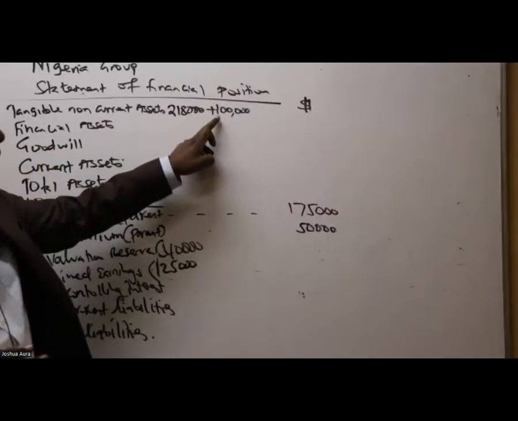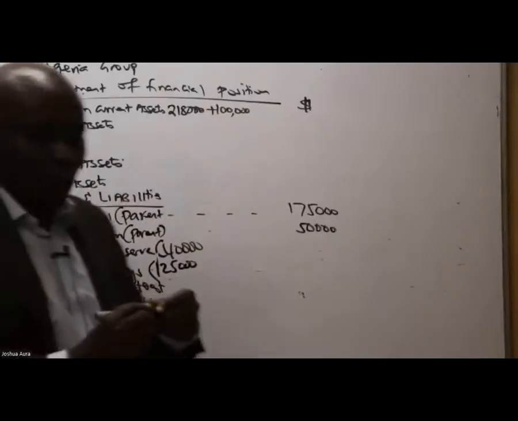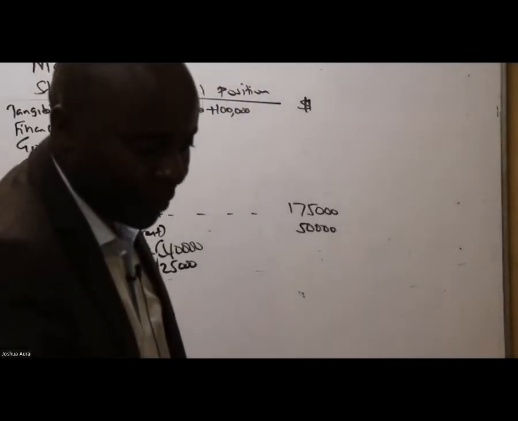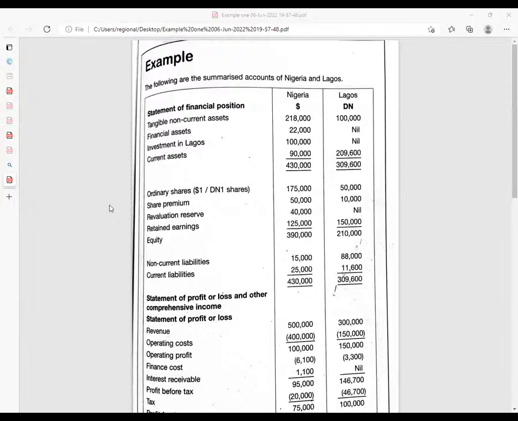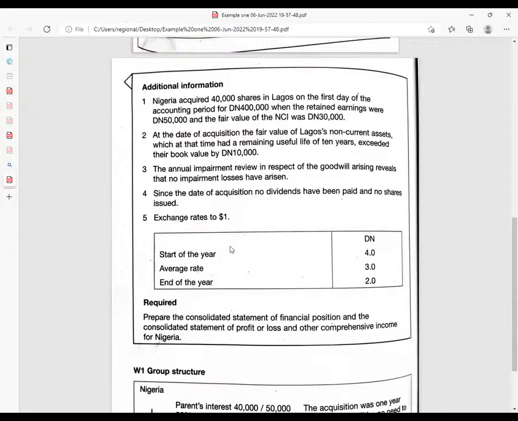So please tell me, for this 100,000 tangible non-current asset, which rate should I use to translate it? The exchange rates are given down here. Should I use, from note number 5, the start of the year rate, the average rate, or the end of the year rate?